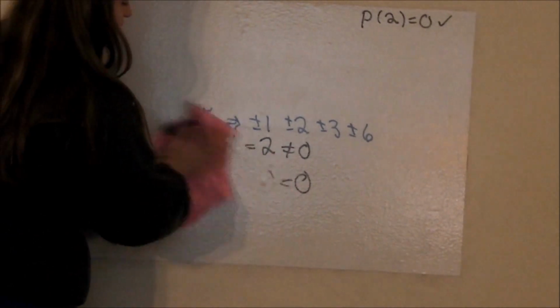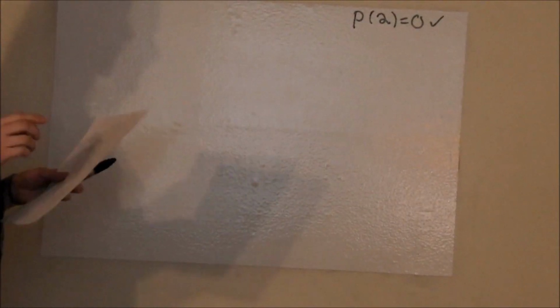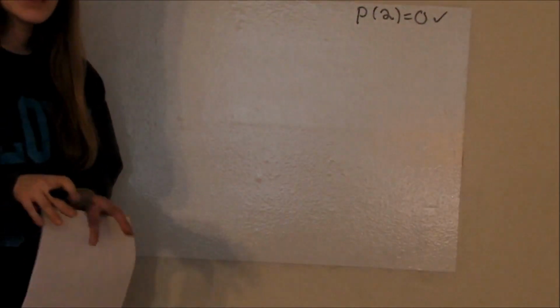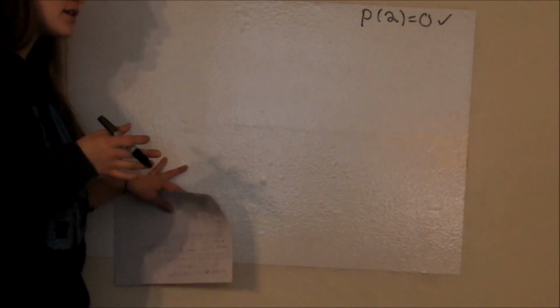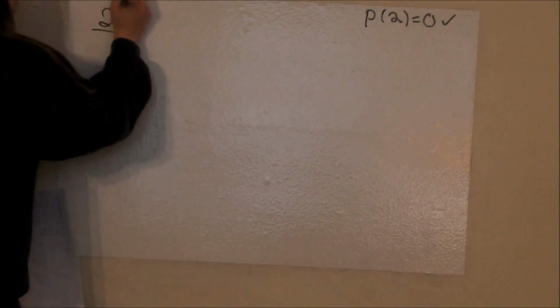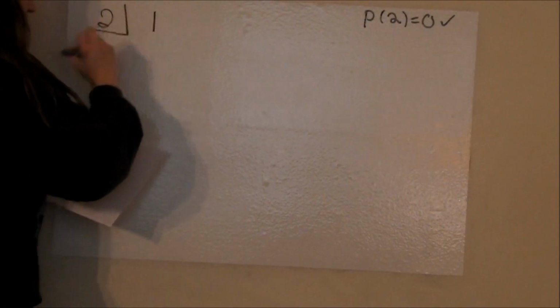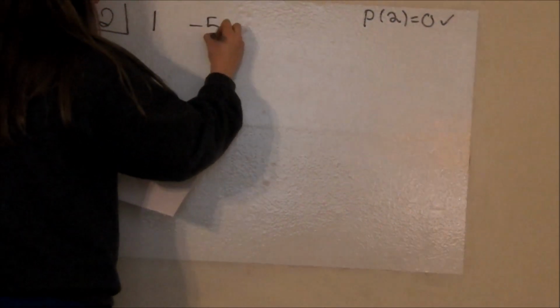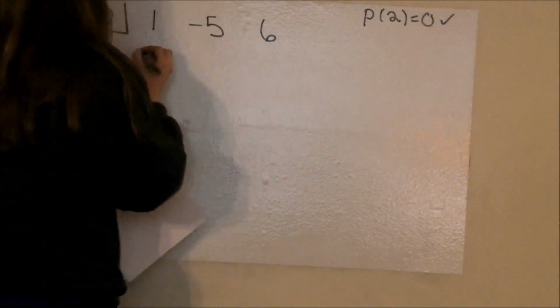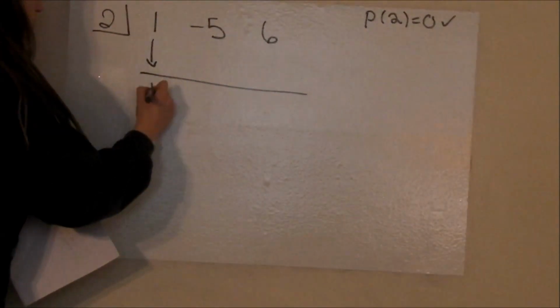And to find the rest of the zeros, we're going to use synthetic division and substitution. You can go through each and every single one of those possible roots and do it that way, but I find it easier to use synthetic substitution. So we're going to take 2, put it in our box. In our original polynomial, we had 1 as our coefficient, negative 5, and 6. So we're doing synthetic division, and you all should know how to do that.